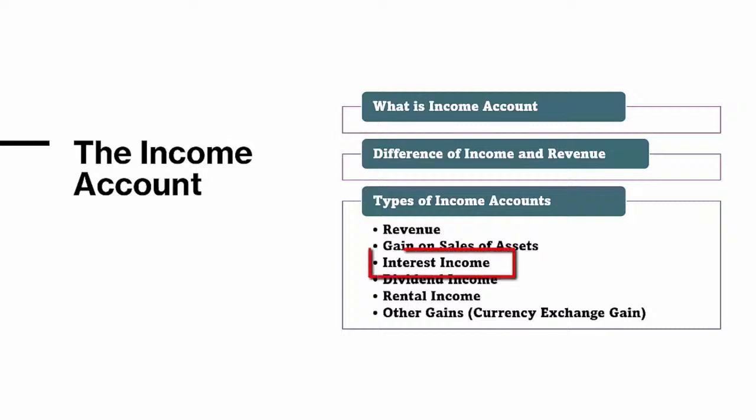2. Interest income. When a business earns interest from investments, such as money held in savings accounts or from lending money to others, this is recorded as interest income. This income is separate from core business revenue.